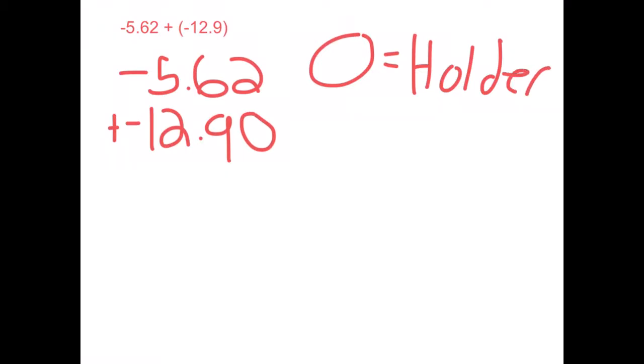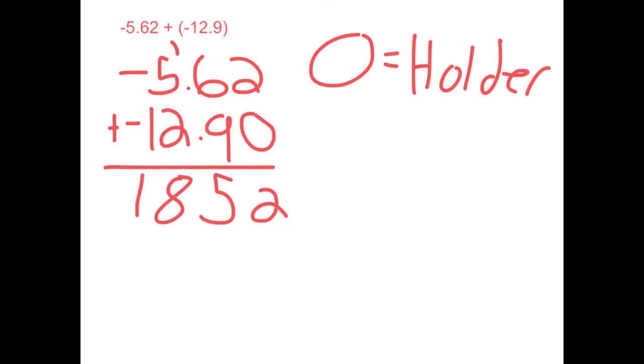So you add 2 and 0, which equals 2. You add a 6 and 9, which equals 15. So you put your 5, and you bring your 1 over to the 5. And 5 plus 2 is 7, plus the 1 is 8. So you put your 8. Then you do 0 plus 1 is 1. Then you bring down your decimal point and put it right there. And then you have to keep the common sign, so that would be negative 18.52.